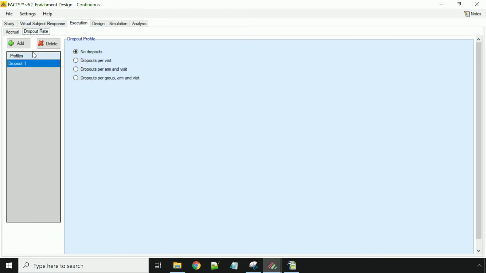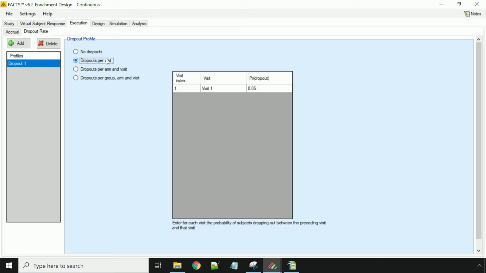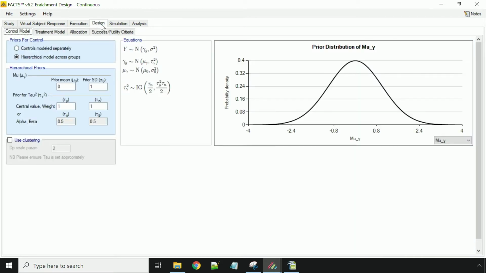We also said there was a suspicion that there would be a dropout of subjects over the trial of about 10%. So we're not doing differential dropout by arm or group or visit. We're just going to simulate an overall probability of dropout of 10%. That completes the setup of the trial we want to simulate.